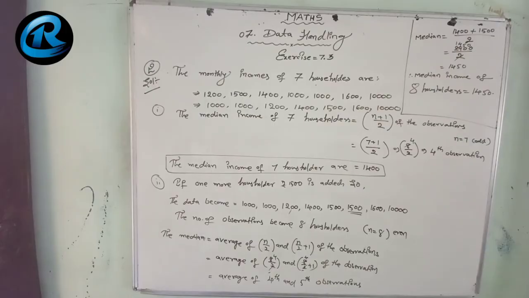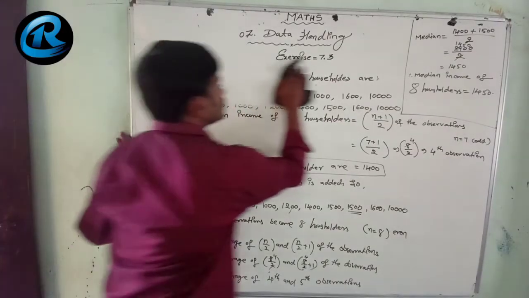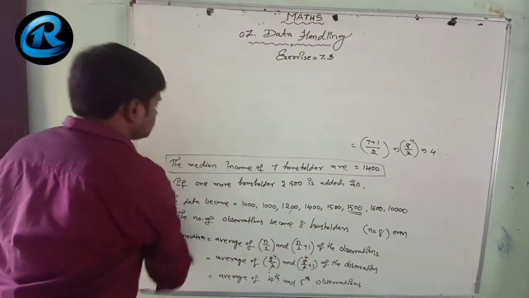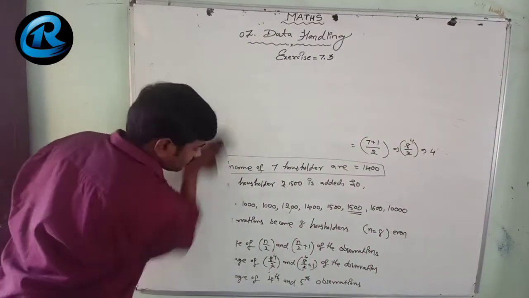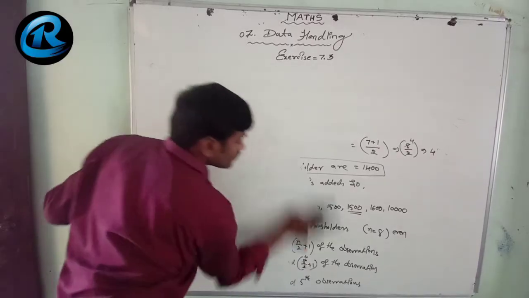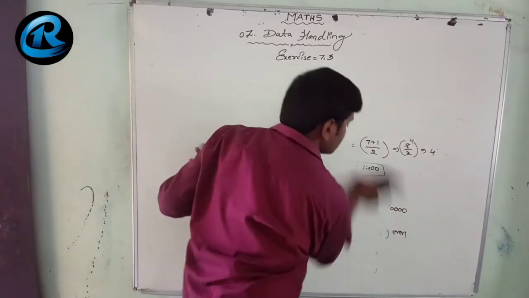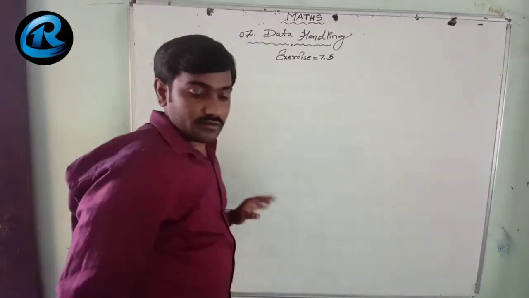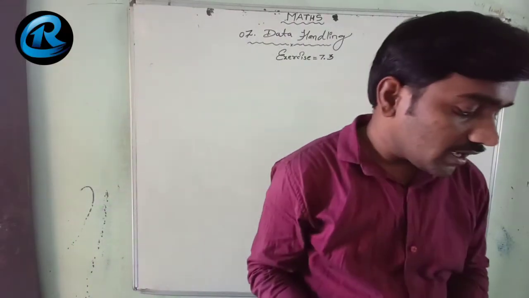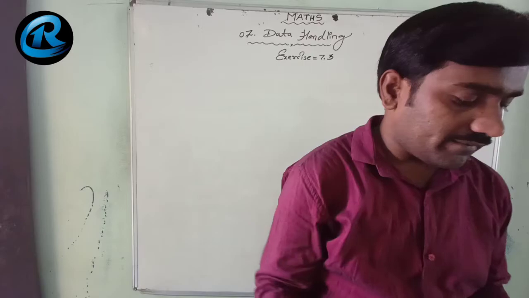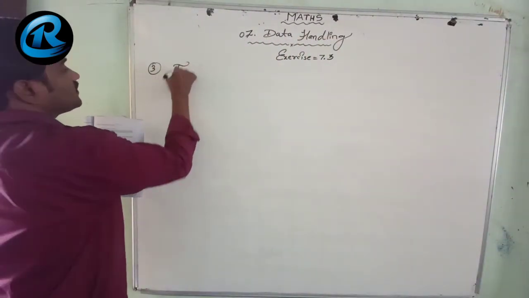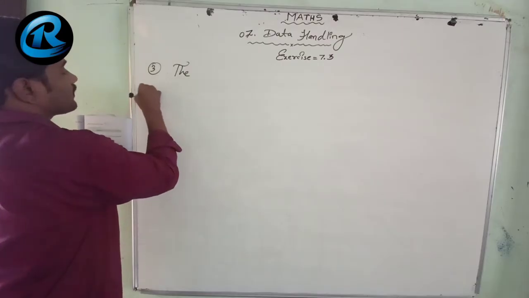Now we go for the next question. Question number 3. Here also in question number 3 you can understand how we need to find out the median. Again, see that question number 3. Some observations of the data are given. Let us take here the observations of the data.